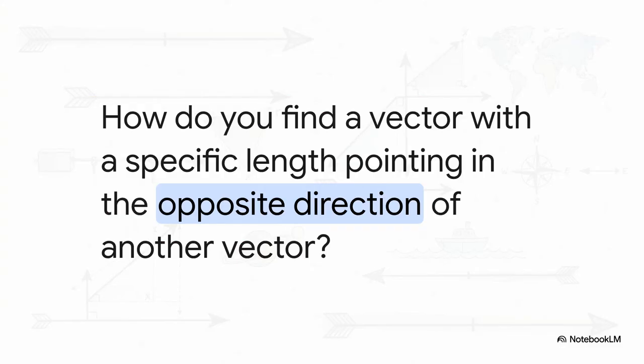All right, time for a trickier one. A problem that's going to make us combine a few of our tools. Let's say you need to find a vector that has a very specific length, maybe 7, but it also has to point in the exact opposite direction of another vector. How would you even start to tackle that? Think about the tools we just put in our toolkit.